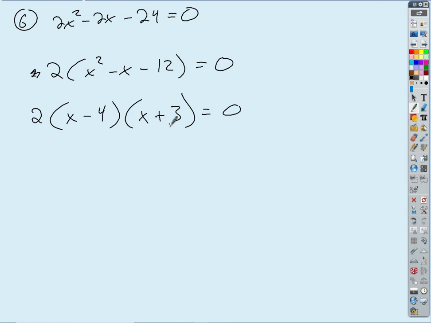Okay, so what are the only values of x that could make this product 0? The only way we can get 2 times (x minus 4) times (x plus 3) to equal 0, I've got a product of 3 factors there, right? I had you multiply all that complicated stuff out, but you knew the answer was 0 because I multiplied by 0. So the only way this can work is if either this factor is equal to 0 or that factor is equal to 0, because the only way I can multiply stuff and get 0 is when I multiply by 0.